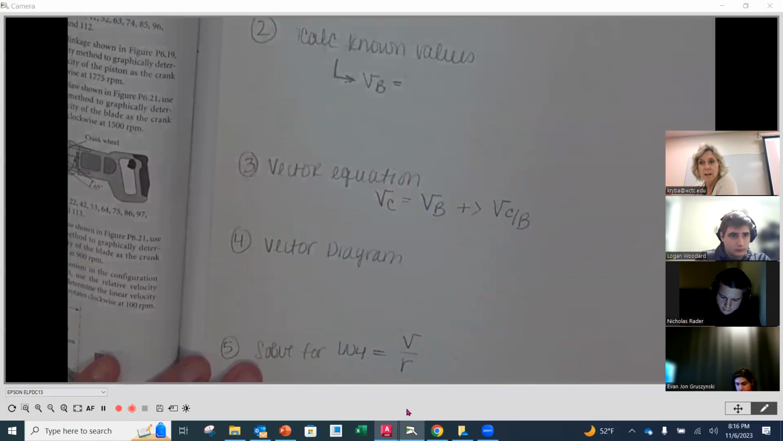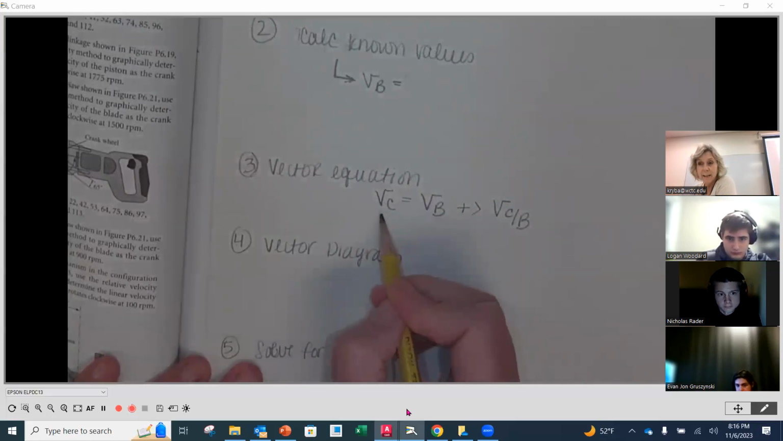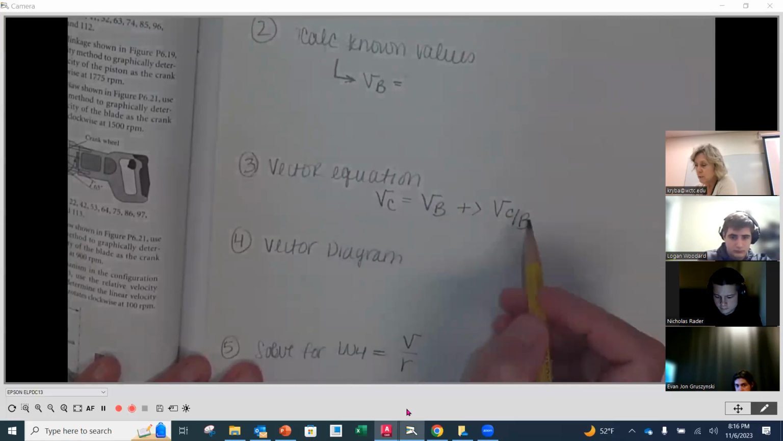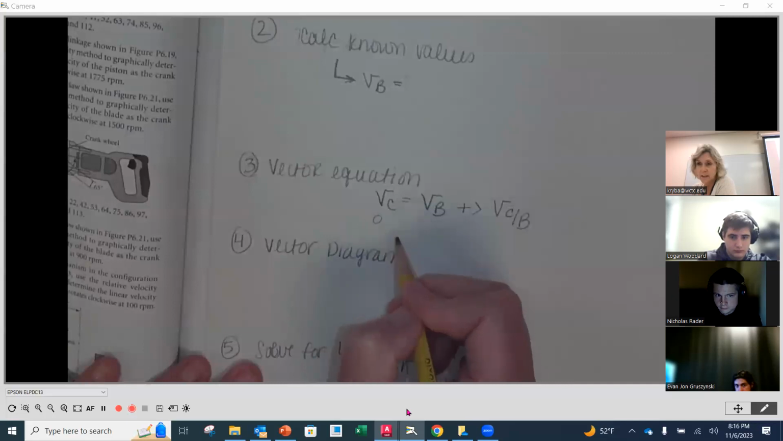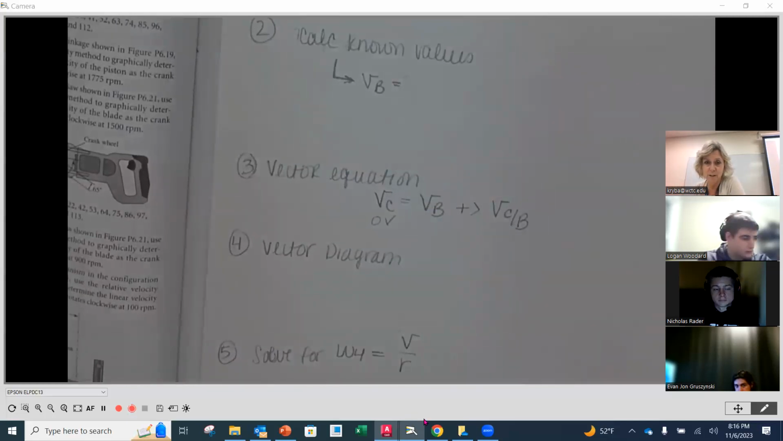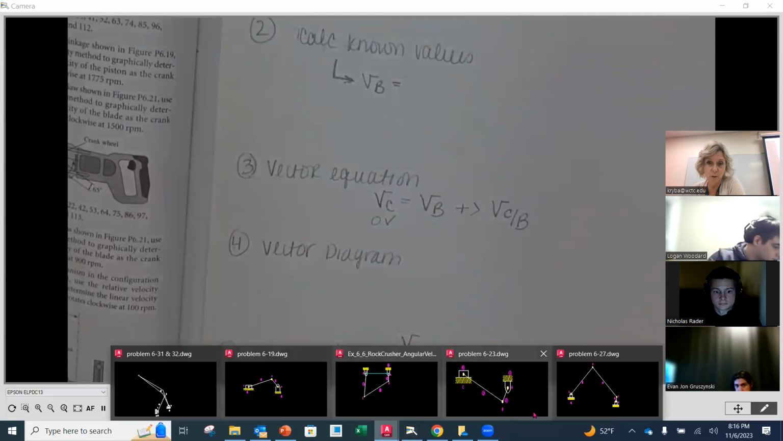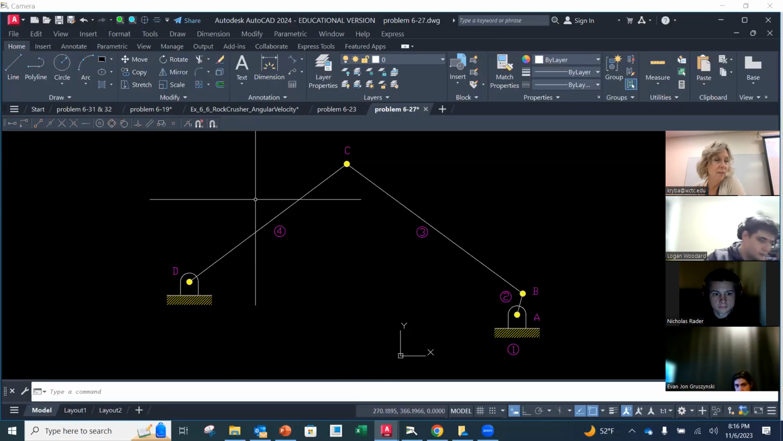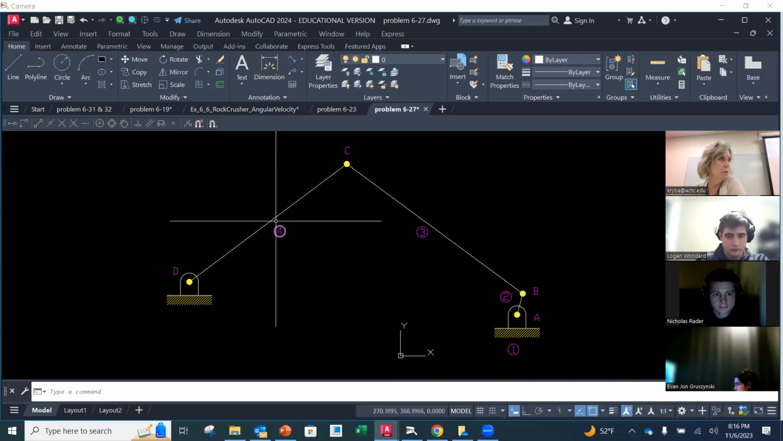Now, just like all the other processes that we looked at, we know some information about each one of these values. We don't know the magnitude of the velocity of C, but we do know its direction. We know its direction is going to be perpendicular to link number 4. And we'll put that in just a little bit.